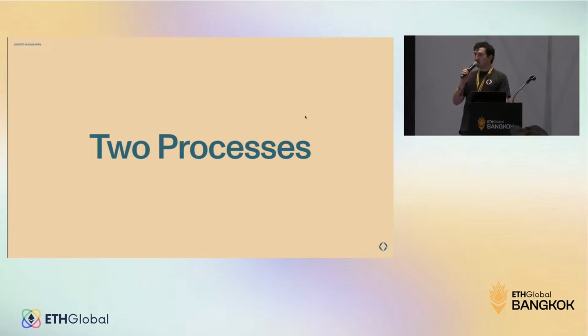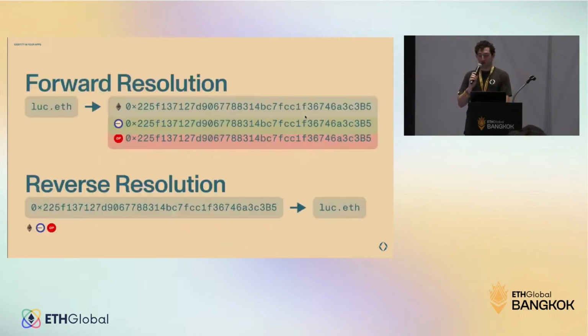These two features are different processes, right? We have forward resolution, where typing in a name resolves to an address, and it's actually a specific address on a different chain. So I can store a different address for Base than I can for OP mainnet, and so on. And same for reverse resolution, where I go from an address to a name. This is used in the Etherscan example that we saw earlier. We call this primary names.